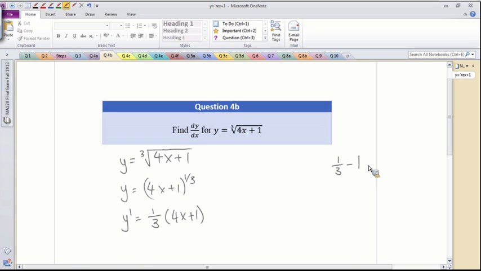1/3 minus 1 is equal to 1/3 minus 1/1. Now we'll need the same denominators in order to subtract, so I'll multiply the top and bottom by 3. So we'll get -2/3. So the exponent here is -2/3. That takes care of the derivative of the outside function. Now we have to find the derivative of the inside function. The derivative of 4x plus 1 is just 4. The derivative of 4x is just 4, and the derivative of 1 is 0, so we're not really worried about that.